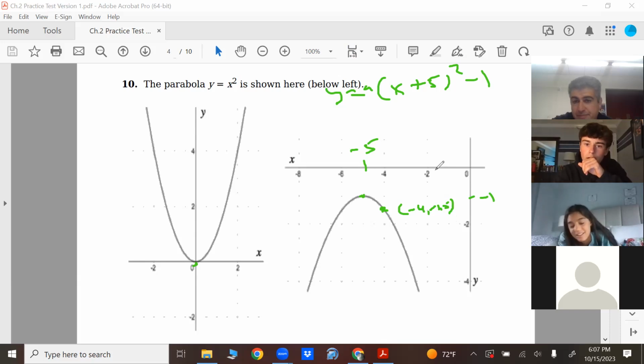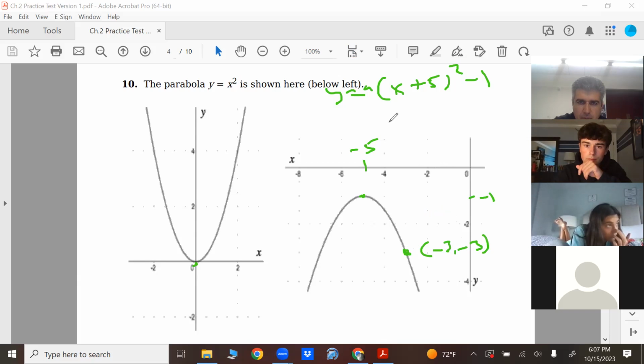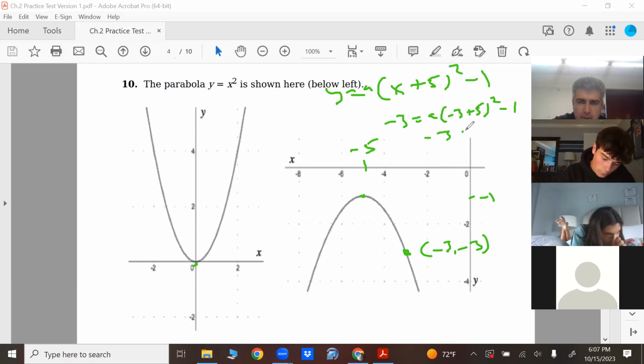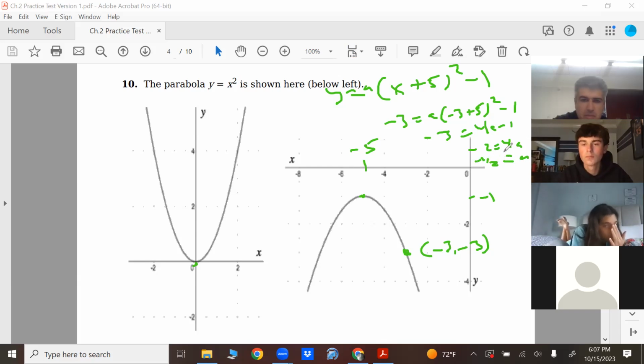Okay. And then, yeah, I think another point that might seem kind of obvious, I don't know, -3, comma, -3. So you put -3 for y. So you get -3 equals 4a minus 1. -2 equals 4a. a is -half. So I don't know. Maybe that's one way you could do it.